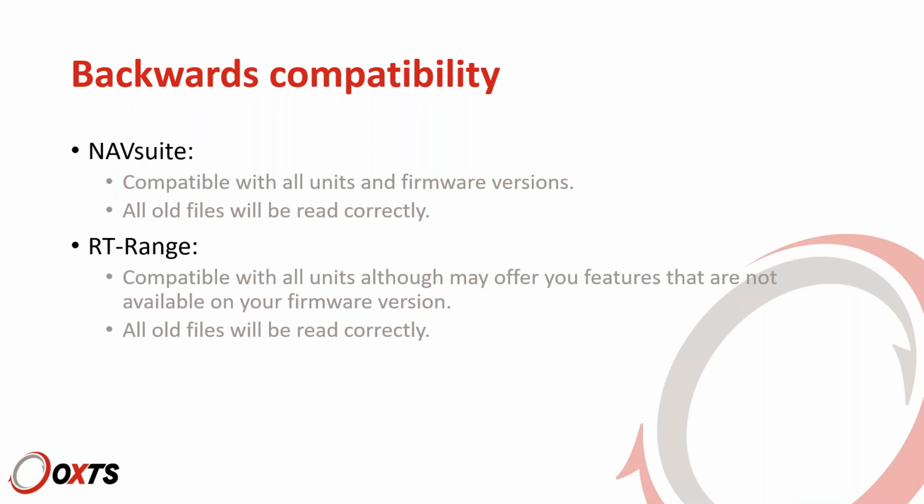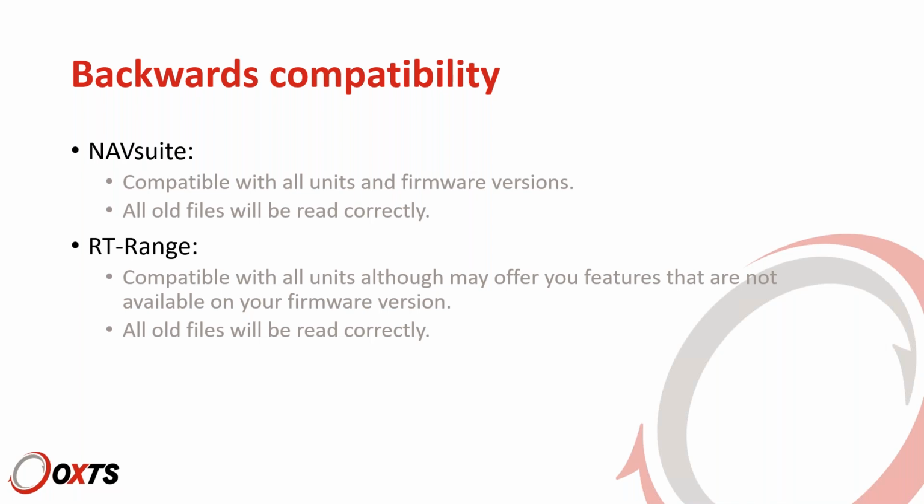And NAVsuite does a really good job of reading which firmware version you have running on your device, and then only offering you the features which are available on that firmware. However, RT-Range Suite, if you download the latest version of the software, will offer you all of the features, and some of these features might only be available on the most recent firmware version.